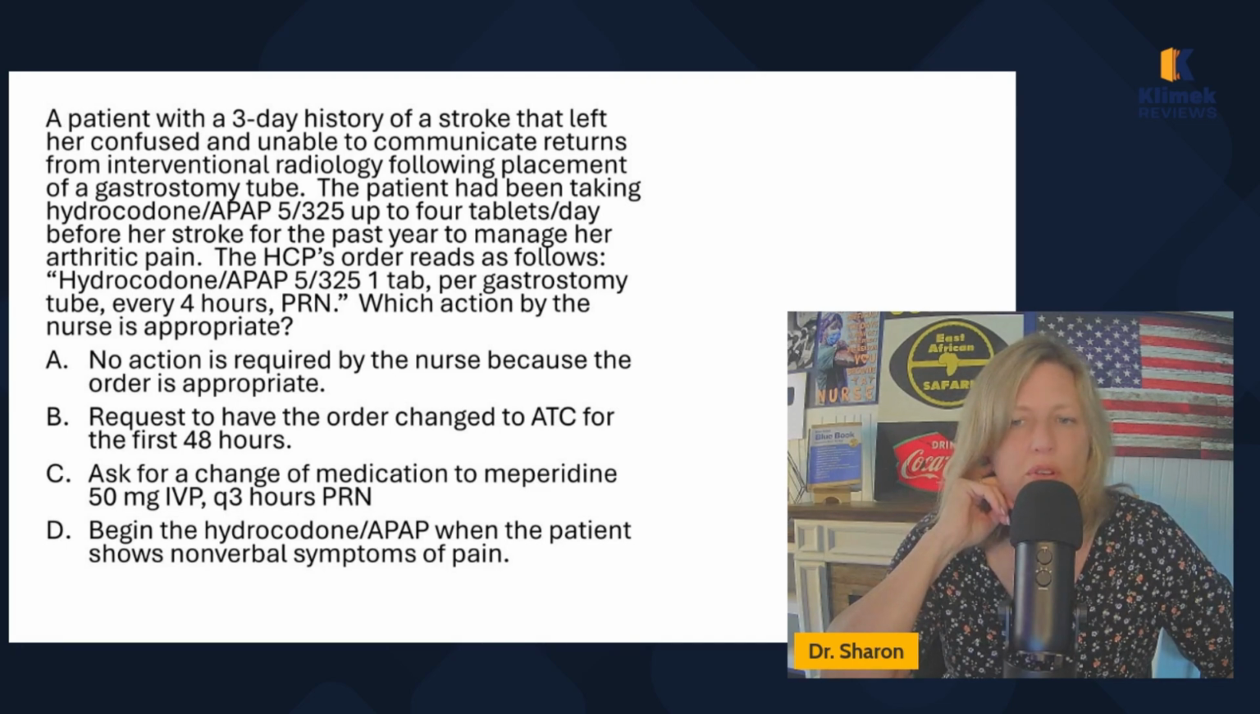B, request to have the order changed to around the clock for the first 48 hours. That seems like a good idea because she is confused. Ask for a change of medication to meperidine. No, there's no reason to go IV push when she has a G tube that works. You don't have to wait to use a G tube. You can use them right away.